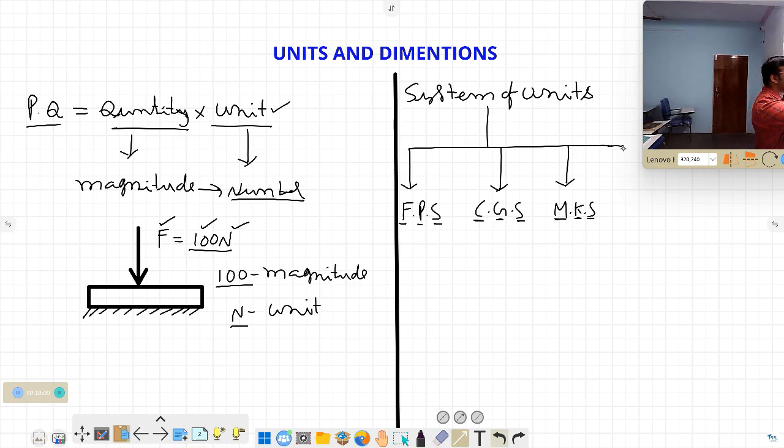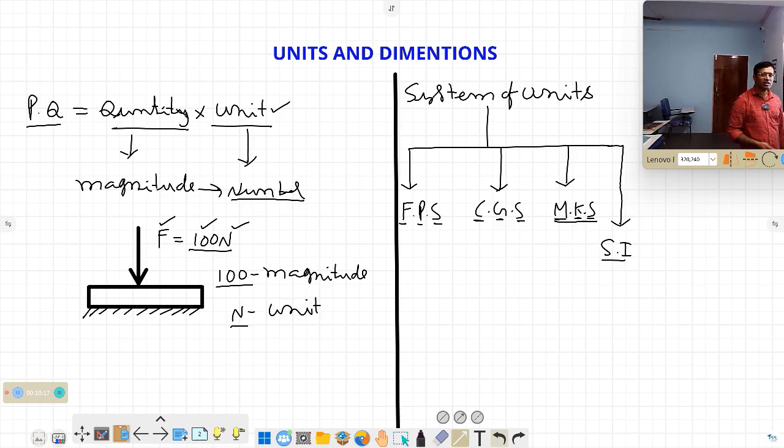And nowadays we use the latest system, called the Standard International System. Whatever measuring we do in the MKS system will be the same in the SI system. But what is the difference between the MKS system and the SI system? We will go into that point now.